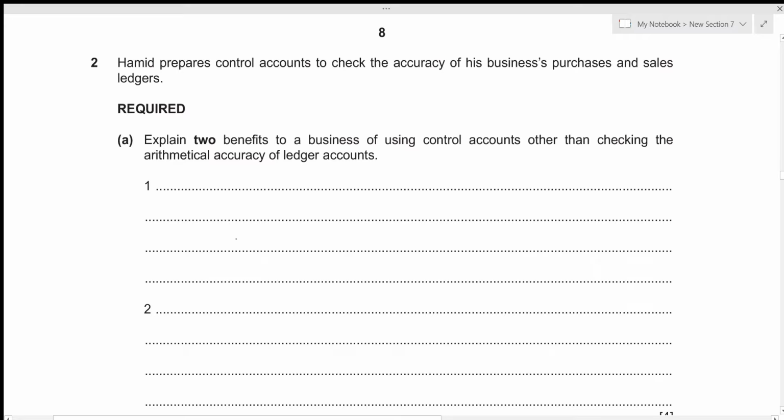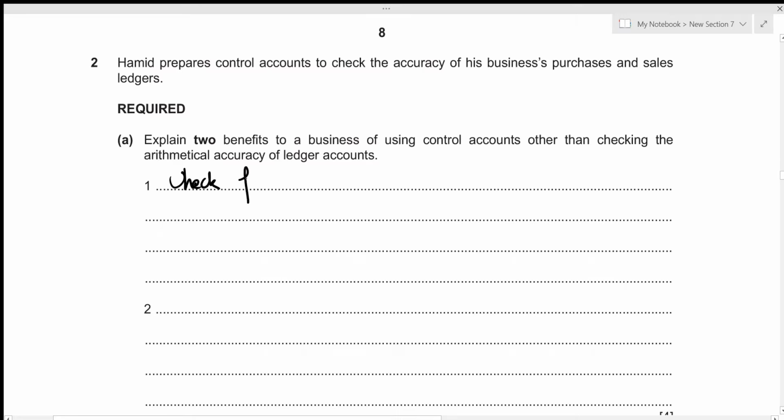So firstly, we need to explain two benefits to a business of using control accounts other than checking the arithmetical accuracy of ledger accounts. So the first benefit would be to check for fraud, as the work of the ledger clerk is checked by another member of staff. Let's write that down.